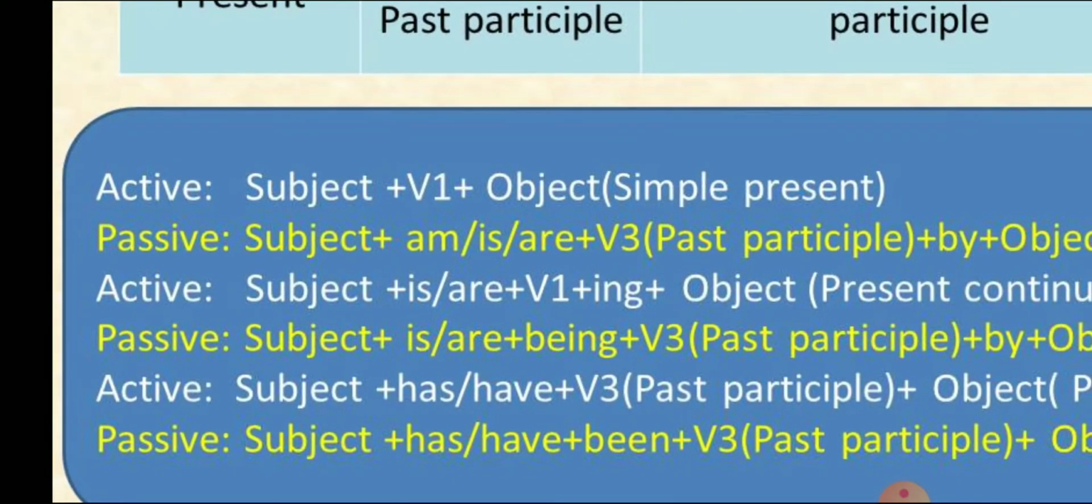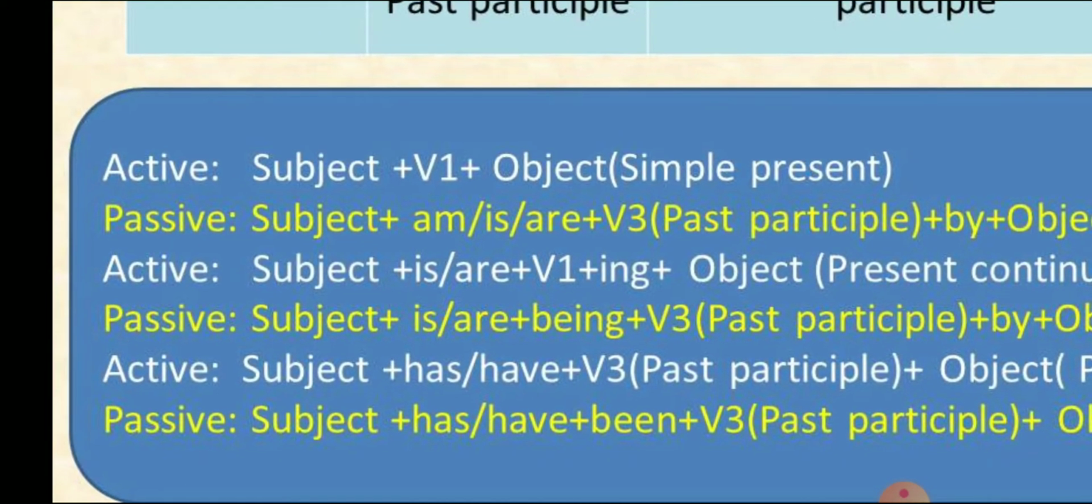So now let us see what is the structure of active voice for simple present tense, and let us see the structure of passive voice for simple present tense. Subject plus V1 plus object, it is simple present in active form. Subject plus am, is, or are plus V3 plus by plus object, simple present passive form.